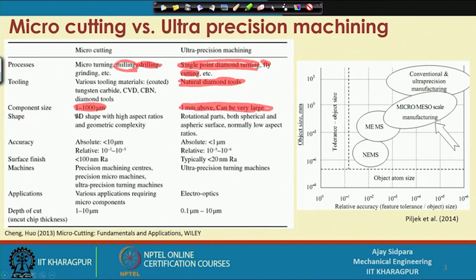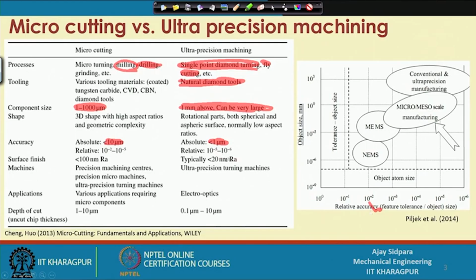Shapes, you can make any 3D shapes, that is the advantage of micro cutting by mechanical methods. Here you can also do many things, rotational parts, spherical, aspherical surfaces, but mostly we get all these features in terms of turning operation. Absolute accuracy is less than 10 micron, but here it is very high, less than 1 micron, and relative accuracy obviously is high, this is related to this part.